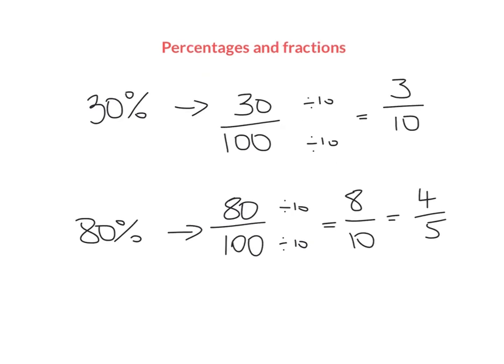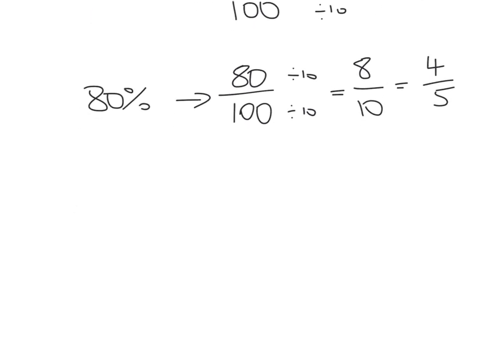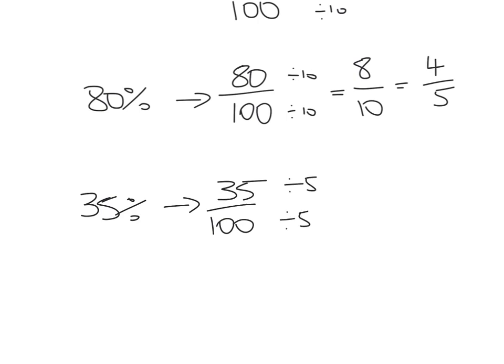Okay, let's go for another one. Let's go for, say, 35%. Again, we just put it over 100. Now this time we can't divide by 10. However, we can divide by 5. So we'll divide the top and bottom by 5. And that will give us 7 over 20. Now that won't simplify any further, so that is our answer.